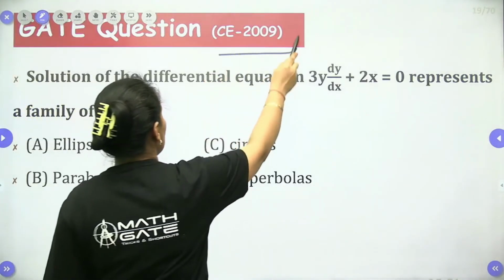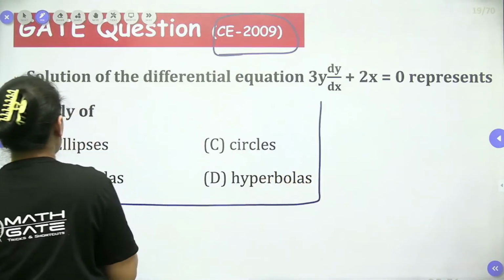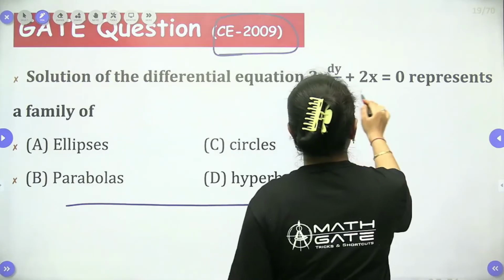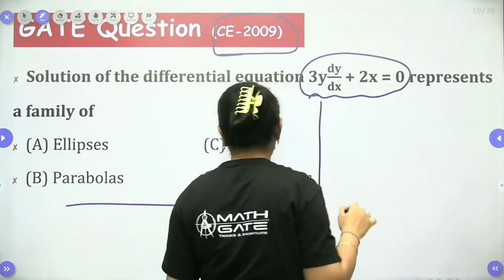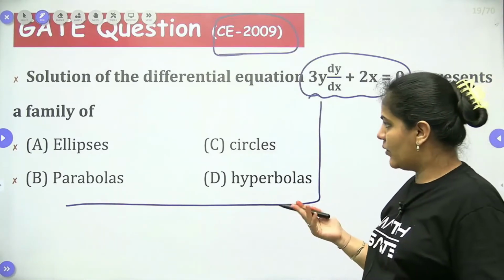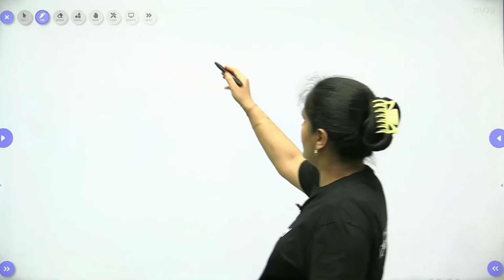This question has been asked in the year 2009. Again we have a question, but this time it is talking about the solution of the differential equation, which represents a family of which curves? Ellipse, circles, parabolas, hyperbolas. Okay, let's approach the equation.